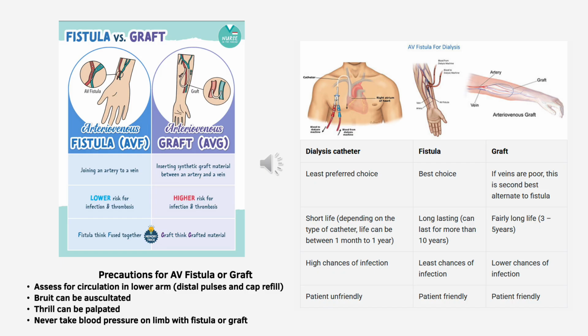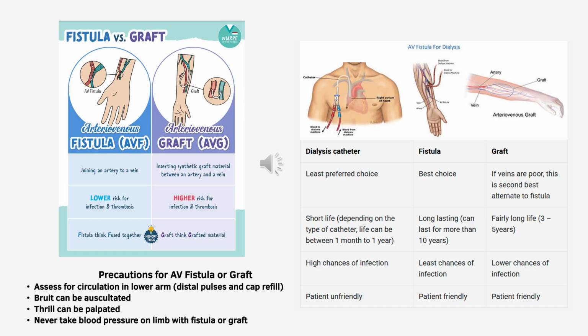So finally, dialysis catheters. And again, these are used as temporary access. They're inserted into large veins like the internal jugular or the subclavian. And while they allow for immediate use, they again are not going to be ideal for long-term dialysis simply because they have a higher risk of infection, thrombosis, and they have a shorter lifespan.